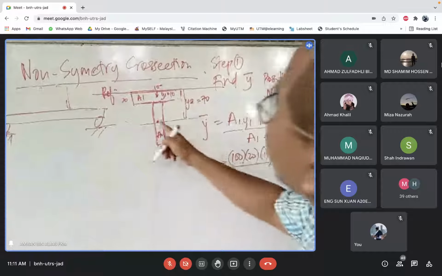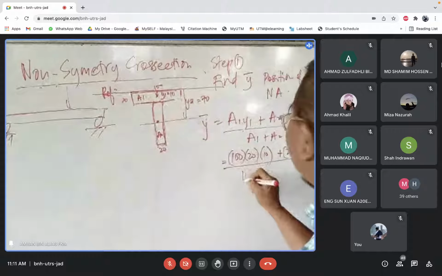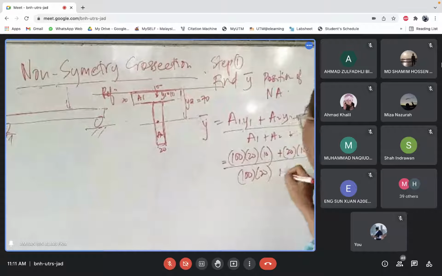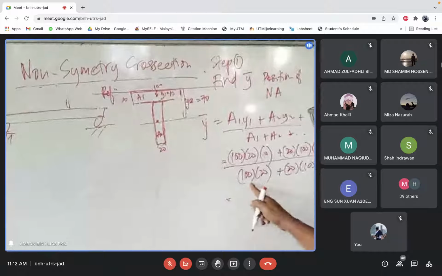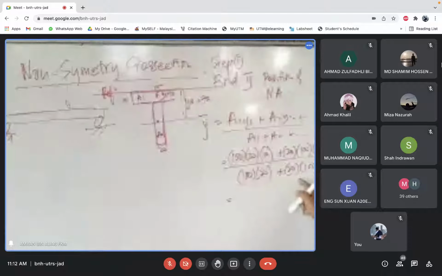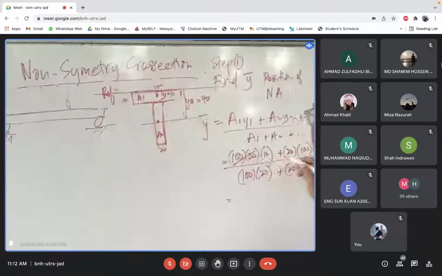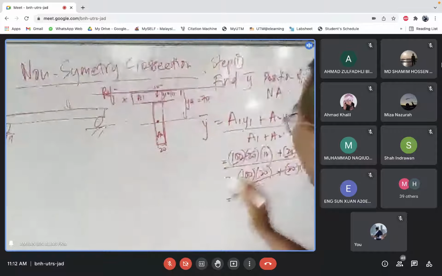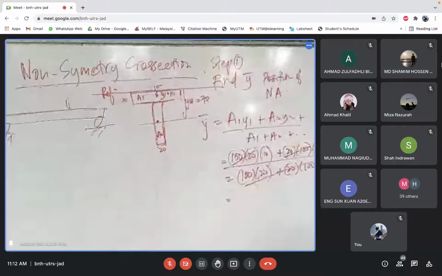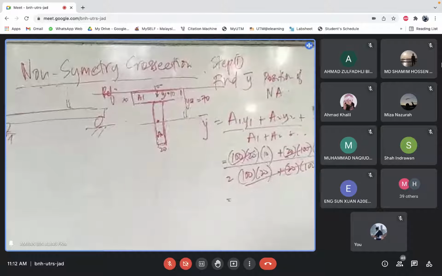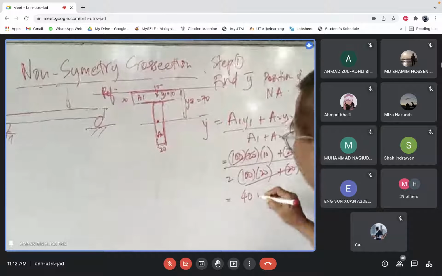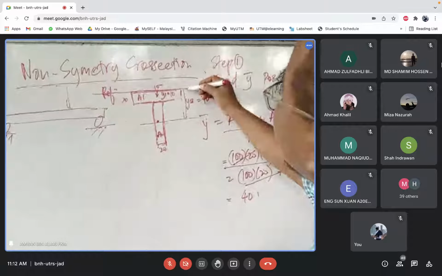And then divide by the total area, A1 plus A2, 100 times 20 plus 20 times 100. How to simplify this? This is 2 times that one. So 100 times 20 and 100 times 20 cancel, and what's left is 2. Are you with me? Yes. So 10 plus 70 is 80, divided by 2 is 40. So 40 mm from the top.